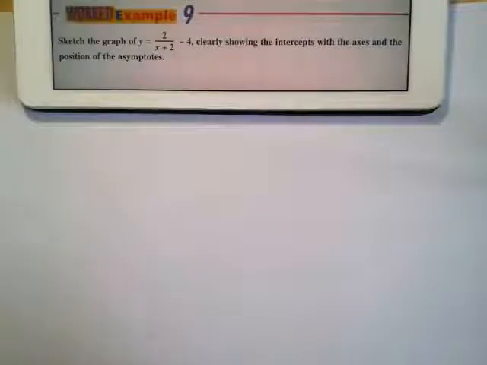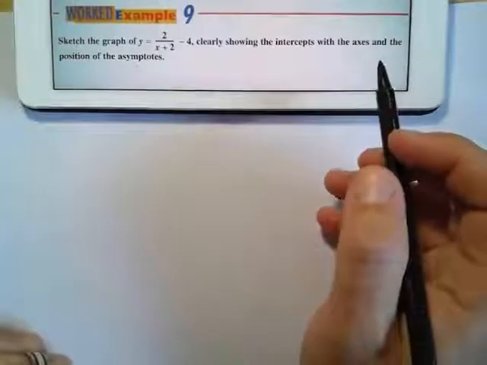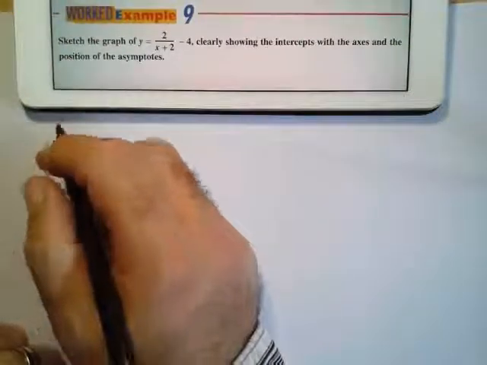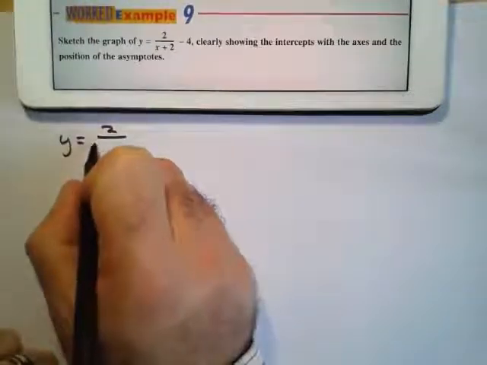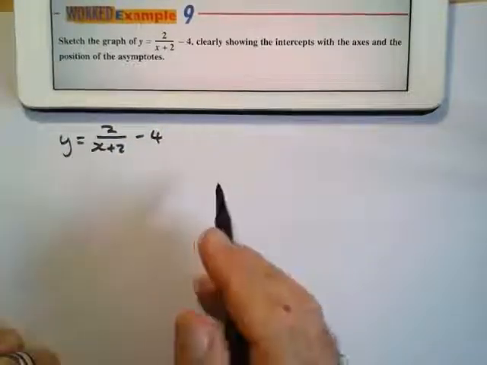Sketch the graph of y equals 2 over x plus 2 minus 4. Clearly show the intercepts with the axes and the position of the asymptote. So I'm just going to rewrite it there so everybody can see. 2 over x plus 2 minus 4. Pretty easy to draw that.